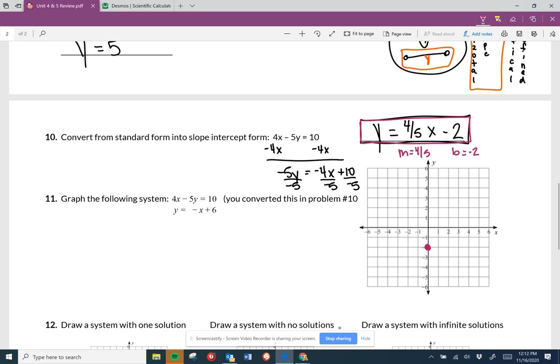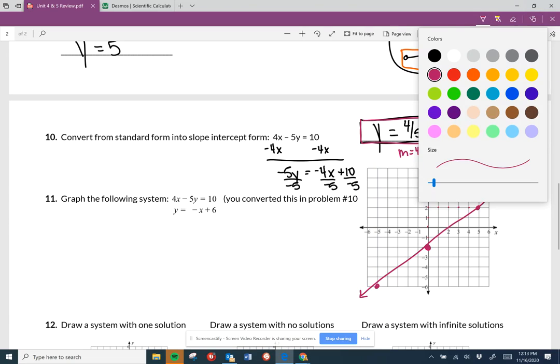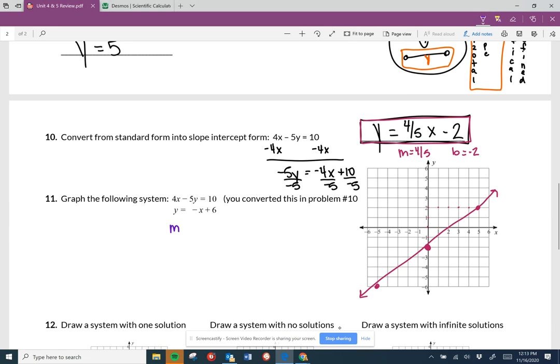Positive 4 over 5 means up 4, right 5. And it looks like, oh, I can do one more. 1, 2, 3, 4. 1, 2, 3, 4, 5, right? So this is my line. I'm going to go ahead and connect these dots. Okay, and then I have my other line here, which I'm going to do in purple. And I can see, okay, my slope of this line is negative 1 and my b value is 6. Okay, so I'm going to make my line here at 6, and then I'm going to go ahead and go down 1 over 1.